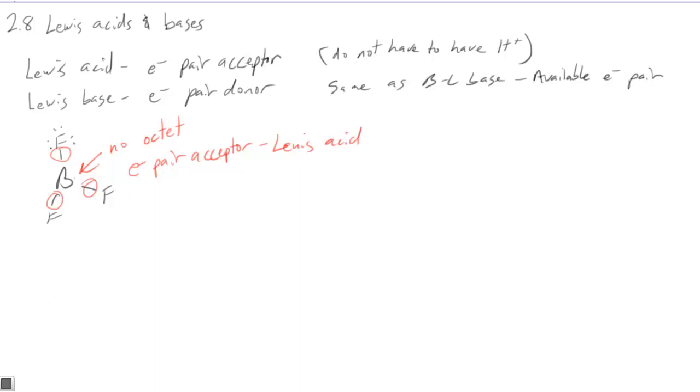You can do a similar thing with aluminum and draw an aluminum compound. As aluminum is right under boron on the periodic table, it also has 3 electrons, and you can see the same thing is going to happen here. There's no octet on that aluminum, there's only 6 electrons around it, and it's also then going to be an electron pair acceptor and a Lewis acid. So what do the reactions look like? So let's do a reaction now.